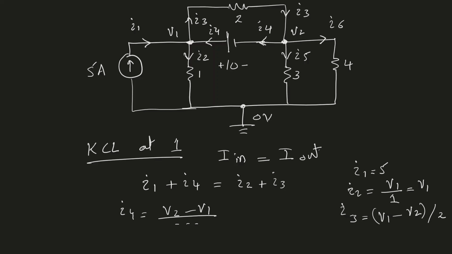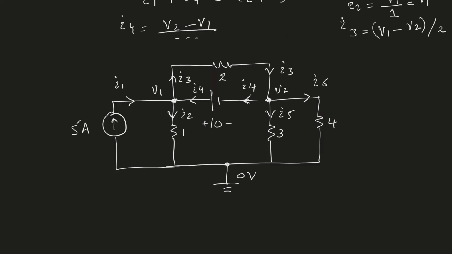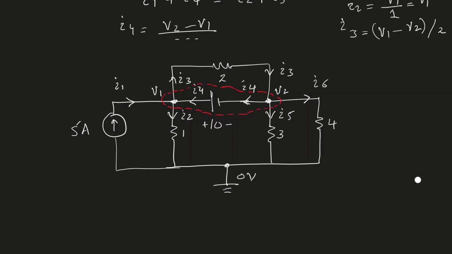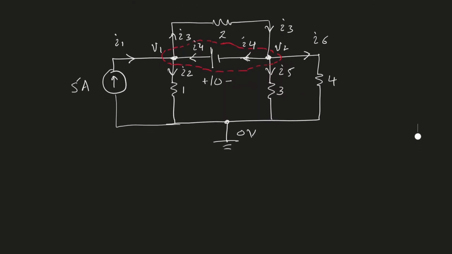To resolve this situation, we will consider something called a supernode. I have redrawn the circuit over here, and now we will define a supernode, in which we will treat both of the nodes together as a single node. So let me draw this outline. This outline, which encloses node 1 and node 2, will be our supernode, and we will treat it as a single node. Now let's apply KCL to this supernode.